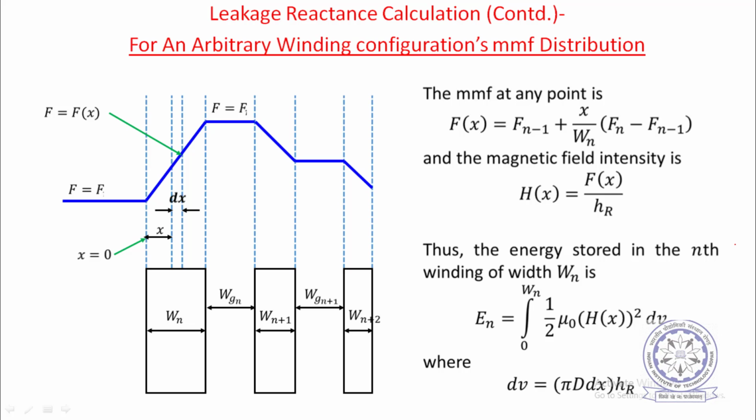Now for arbitrary winding, of width W1 and W2. See here Wn is given here, gap Wgn, then Wn plus 1 and Wgn plus 1, and Wn plus 2, like that. So for arbitrary width also, if it is dx, the magnetomotive force at any point is given by f of x equals fn minus 1, that is the previous value of f, plus x by Wn into fn minus fn minus 1. This is a triangular, linear approximation of magnetomotive force. And then H of x is equal to f of x divided by the Rogowski height Hr. So that can be calculated.